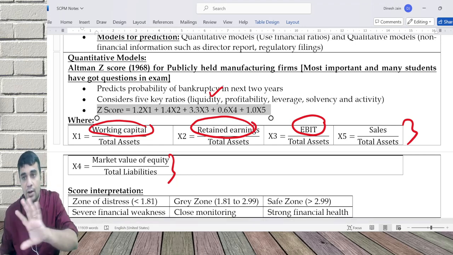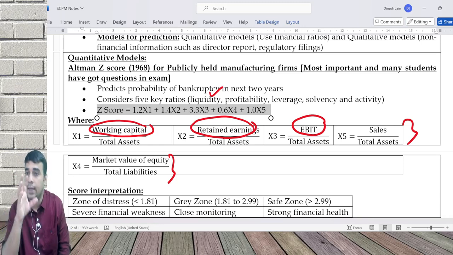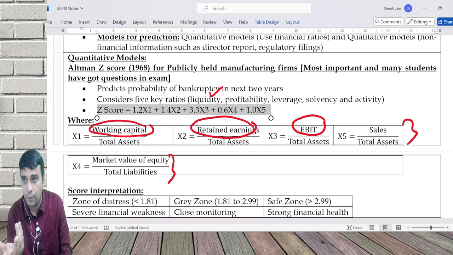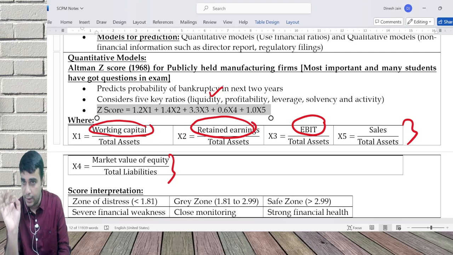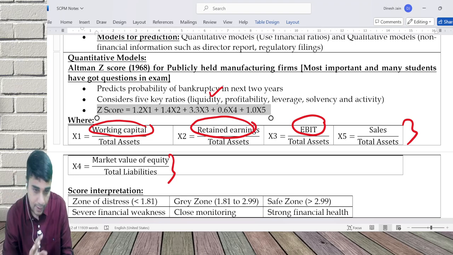At least the questions are not very tricky. X1 is what? Working capital. How can I make it tricky if I want? I can give you a balance sheet, current assets data, and current liability data. You know how to calculate working capital. I don't want to get into all that. Working capital is current assets minus current liability.